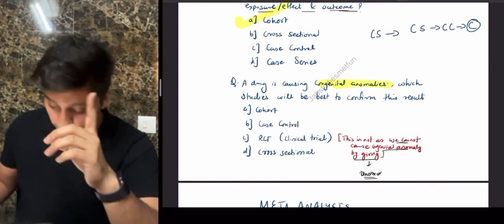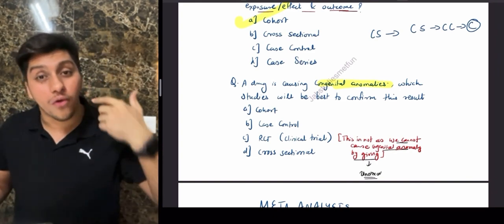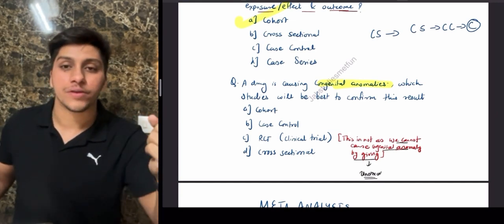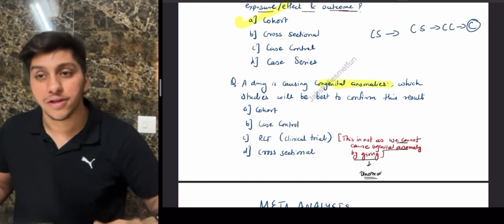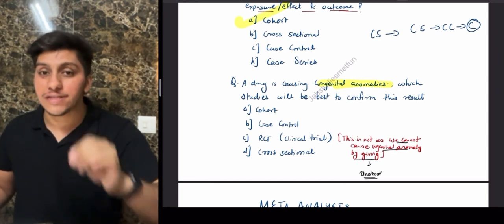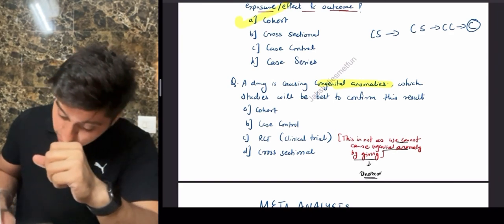So tell me something, when you know a drug is going to cause congenital anomaly, will you still voluntarily give this drug to someone so that you know whether this is really causing it or not? No, it is ethically not right. So remember, ethics also comes into role. So please make sure you're reading the question very carefully. Over here, a drug is causing congenital anomaly.